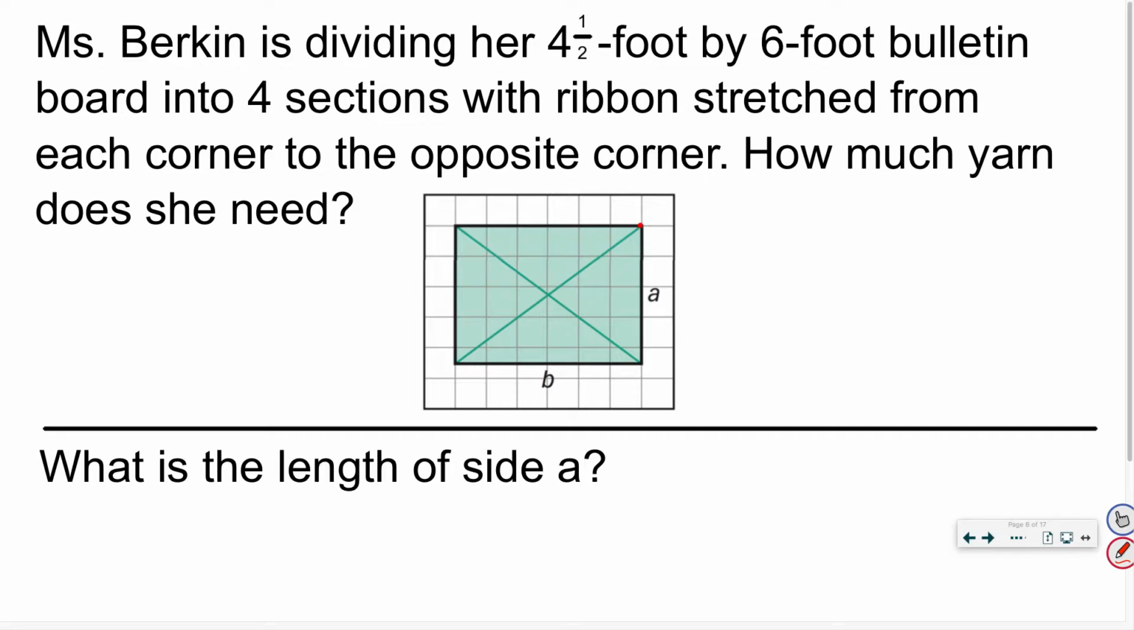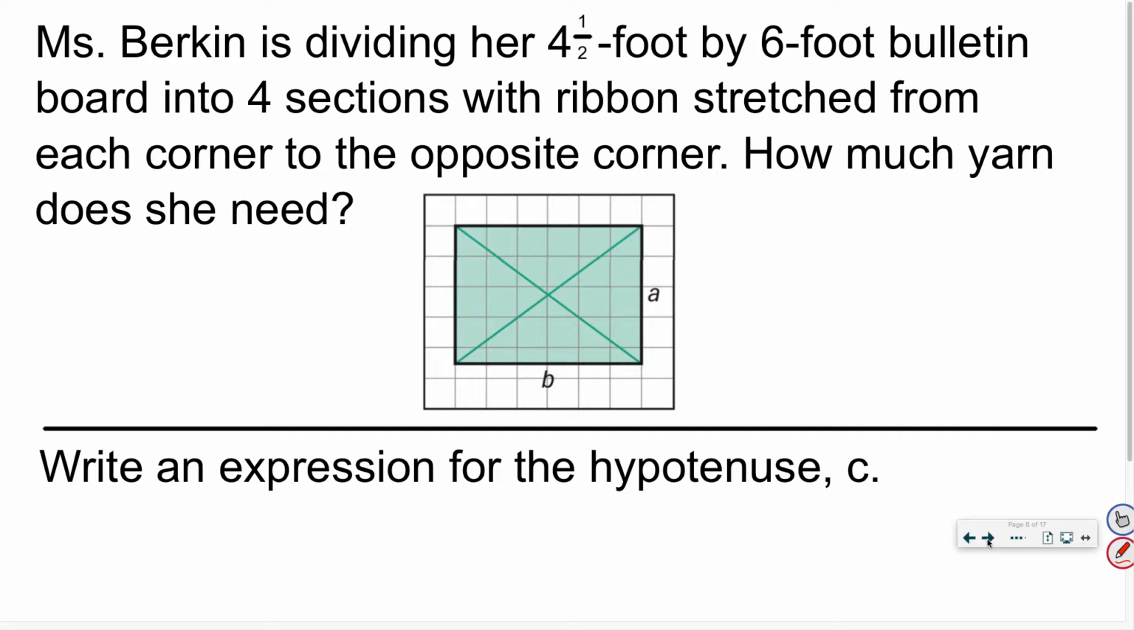What is the length of this side of the triangle? Based on the information we're given, what's the length of A? 4.5. Perfect. And what's the length of B? This is B right here. 6. So how could I find C? What could I set up? We have enough information. We know that A is 4.5 and B is 6. Do we have enough information to actually find the length of that ribbon? Why do we have enough information right now?